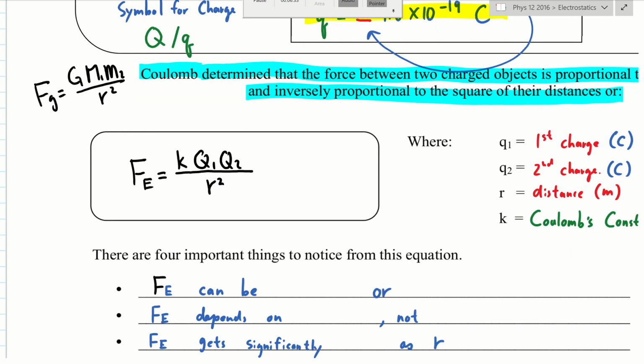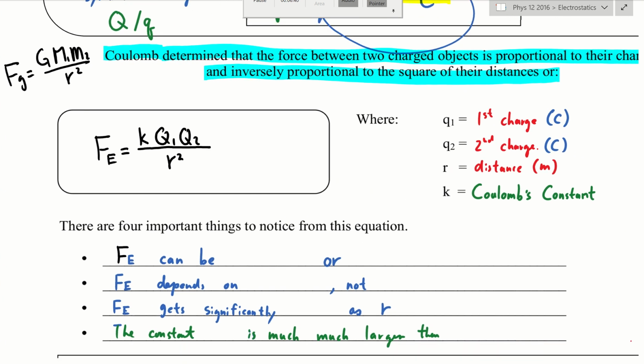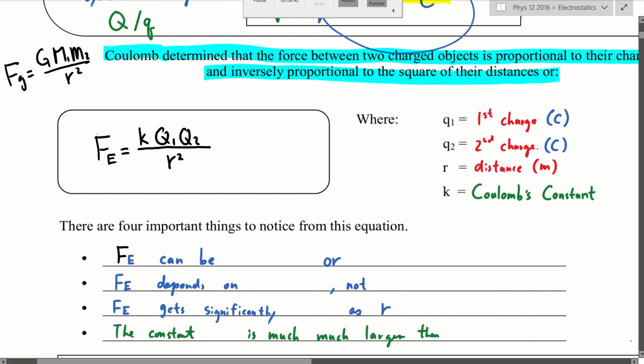Now, the one extra thing, so first of all, let's define these variables in the equation first. Now, this is a force, so obviously it will have a direction, right? So it's a vector, it has direction. Now, Q1 is the first charge, the charge of the first object. Q2 is the charge of the second object, which is measured in Coulombs. Okay, so first object, second object. R is the distance between the two objects.